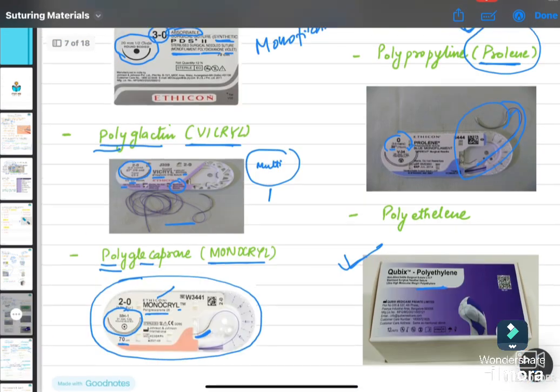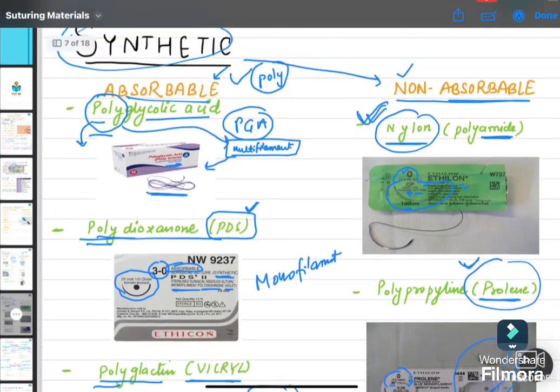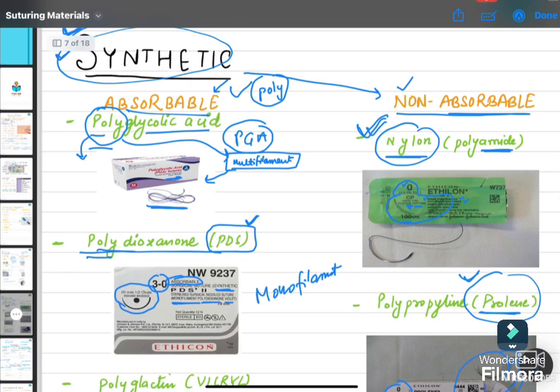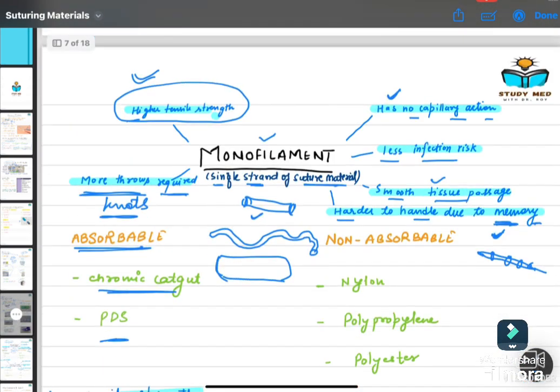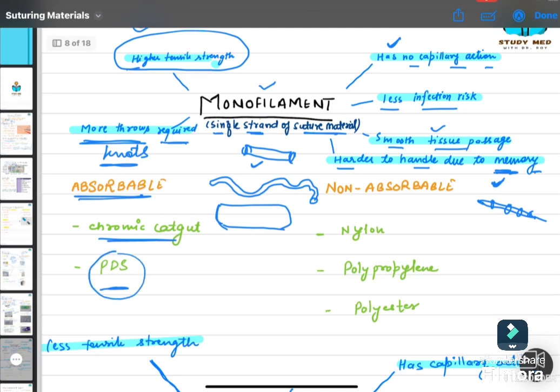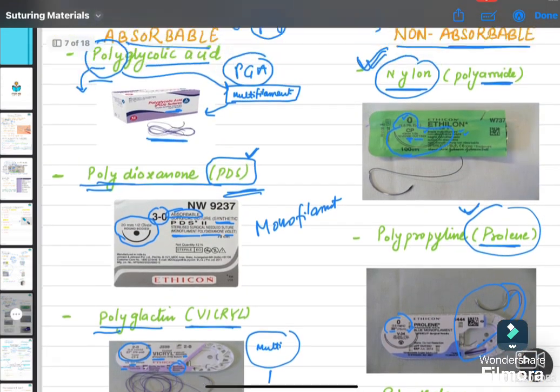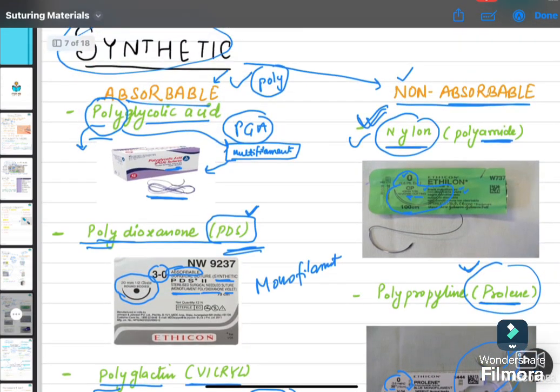Like in this diagram, you can see that among synthetic absorbable sutures, all were multifilament except PDS. Here it is written: absorbable PDS, chromic catgut. And for non-absorbable, we have already seen two examples: nylon and Prolene. These are the common examples you must remember: nylon and Prolene.